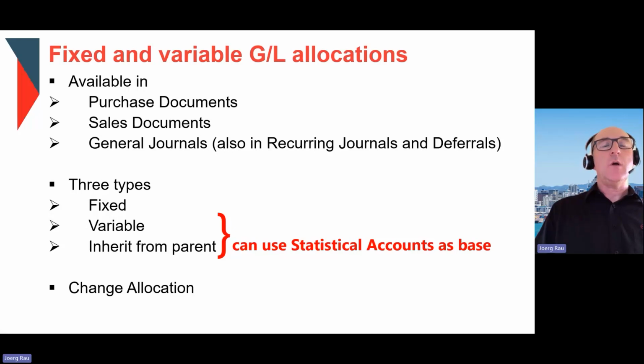The last 2, we can use statistical accounts as a base. We don't have to. We can also make them fixed. And what I haven't shown you is that on the purchase invoice line, you have a line option where you can change the allocation right there. So even if it's a fixed one and it would be used, you can override the fixed allocation right there and also test the allocation there to see what the amounts would be and then use it for that line and then go and post it.